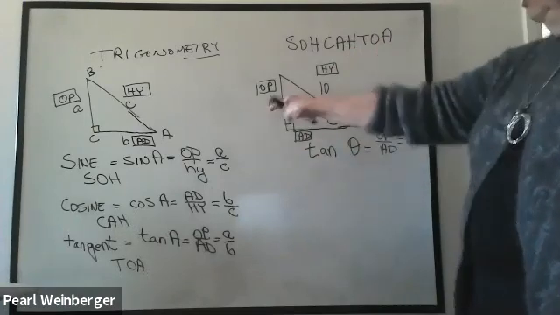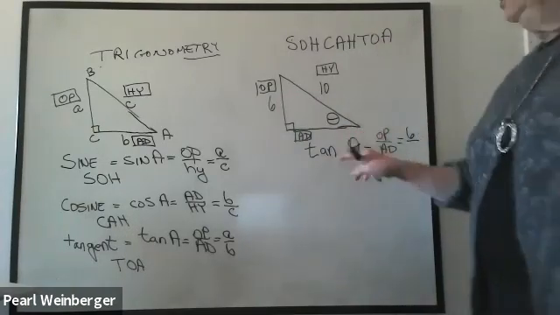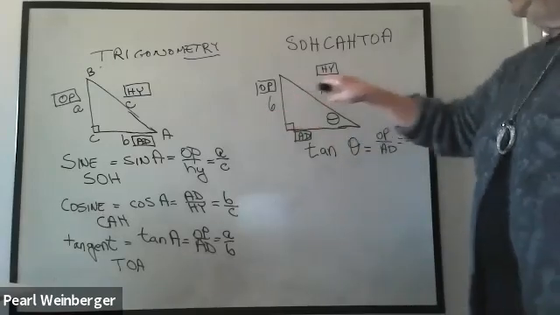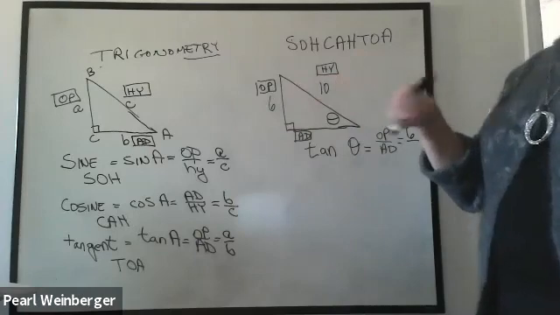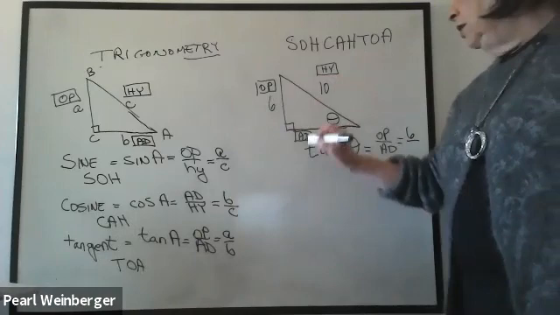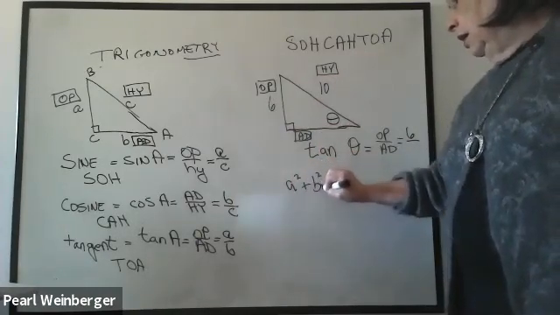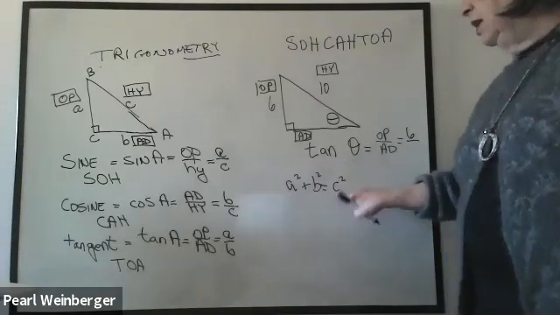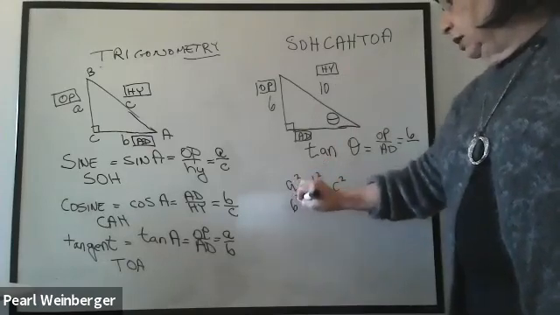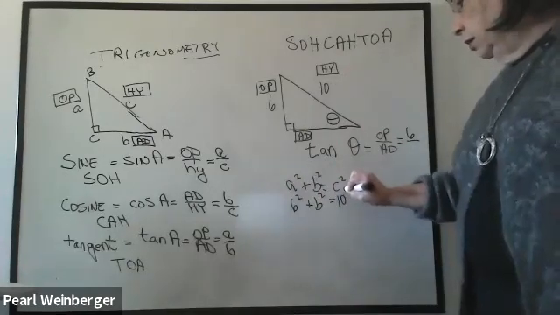And if I look at this, I know what the opposite side is. It's 6. But I don't know what the adjacent side is. I wasn't given that. I was given the opposite side and the hypotenuse. But I just learned my Pythagorean theorem. And I know that the Pythagorean theorem is a squared plus b squared equals c squared, and the c is always the hypotenuse. So my a is 6 squared plus b squared equals 10 squared.